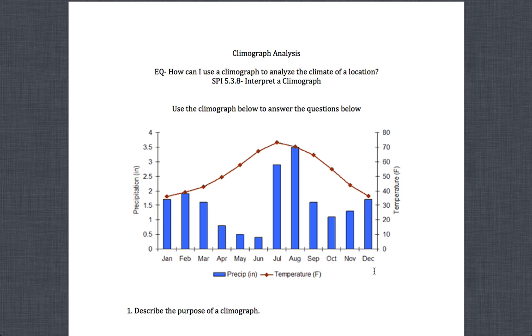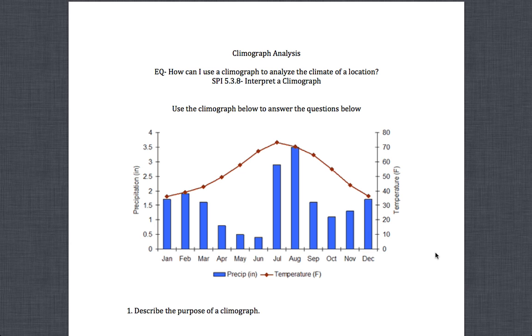So an easy way to help you remember this, the best way that I can think of, is to think of the bar graphs as like a tall glass of water. You know, precipitation, rainwater, and if you just think of it as a tall glass of water, maybe that'll help you from getting confused.